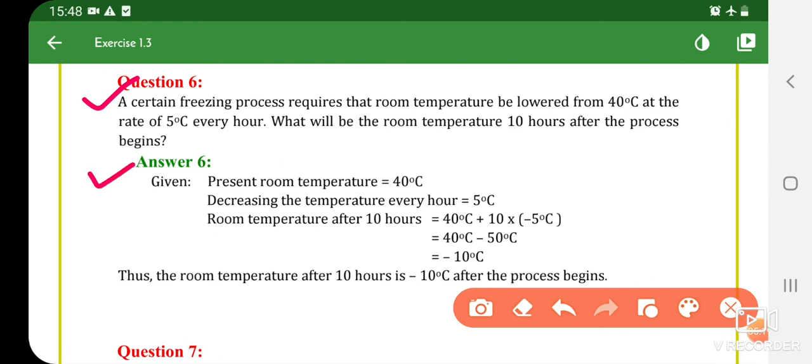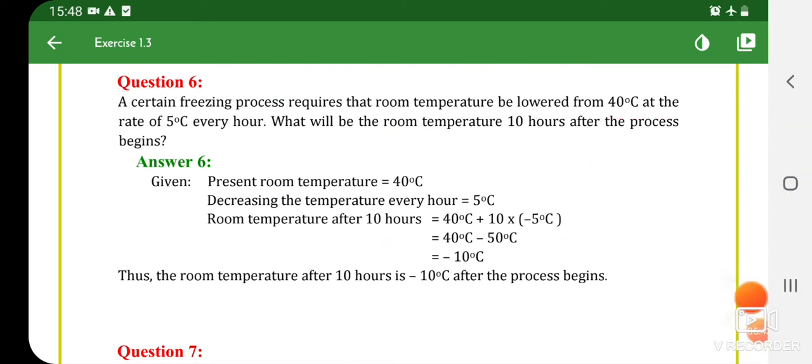Okay, students. So in this question, what was the room temperature at that time? Present room temperature is 40 degrees Celsius, and at the rate of every hour the temperature decreases. Decrease means we show the temperature change as minus. So the temperature decreases every hour by 5 degrees Celsius. We need the room temperature after 10 hours. So after 10 hours, what will be the room temperature?